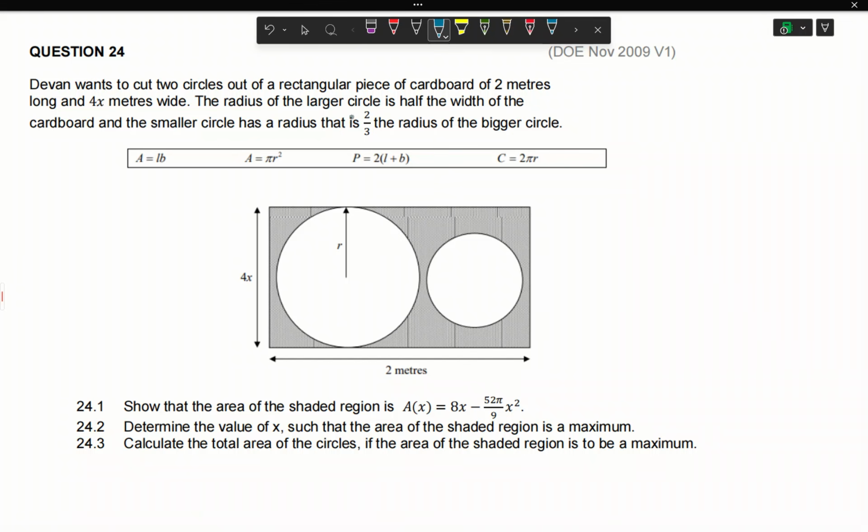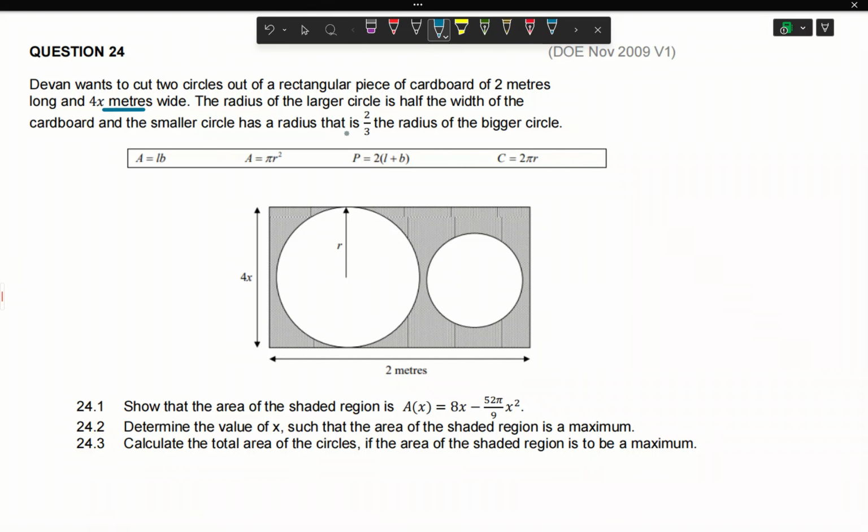But guys, whatever you're seeing here, it is written. Let me see this one. The radius of the largest circle, okay, this makes sense. The radius of the larger circle is half the width of the cardboard. Where's the width of the cardboard? A rectangular piece of cardboard of 2 meters long and 4x meters wide. So this is the width.